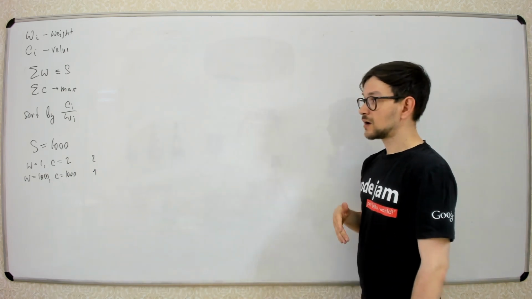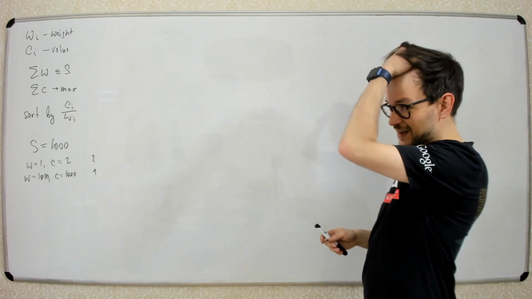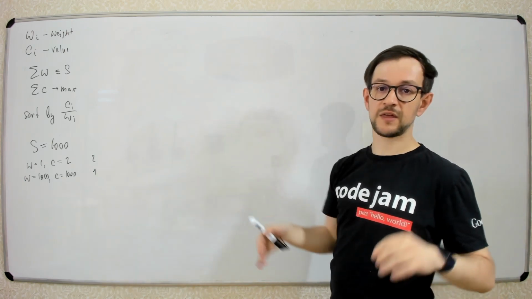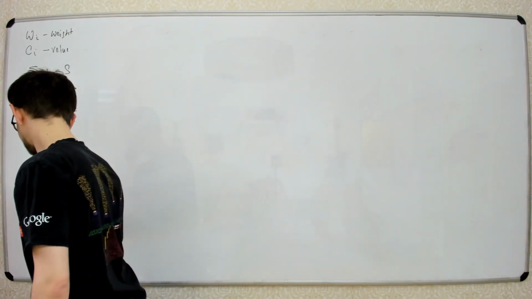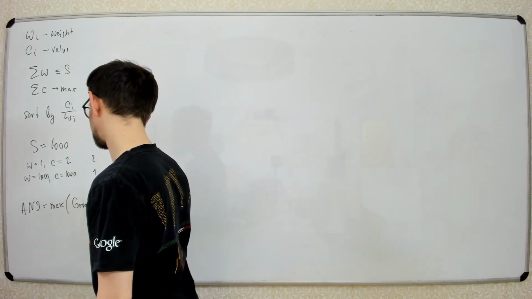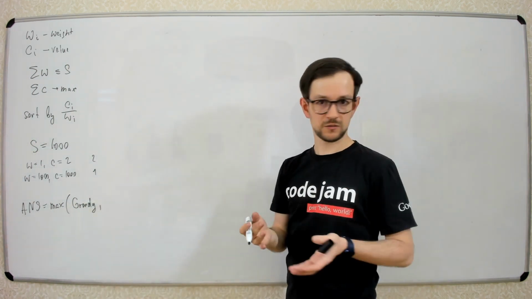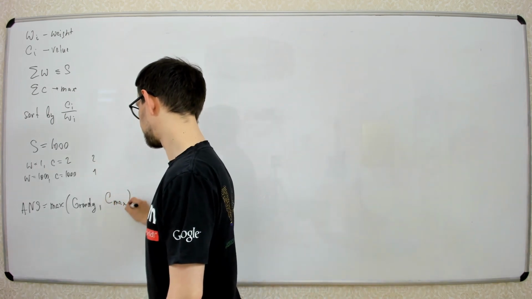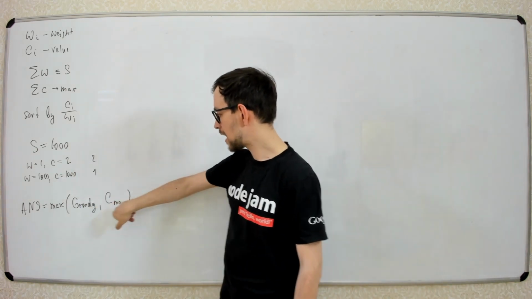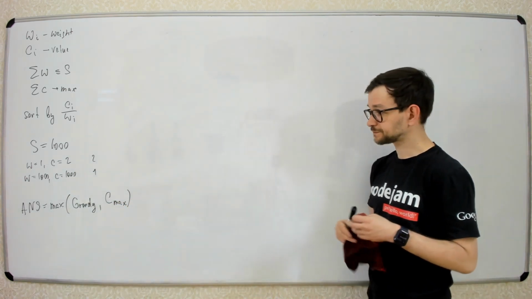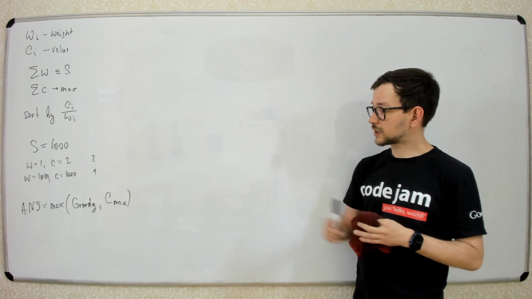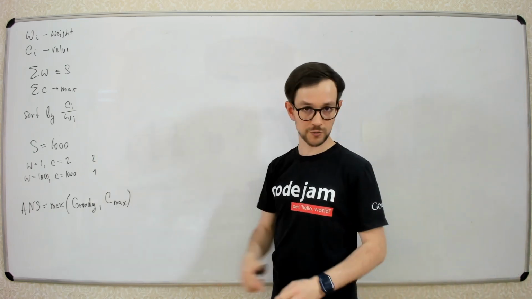But let's improve it. So how to improve this solution? Let's do it like that. Let's run this greedy algorithm and then take the maximum of two things: the result of this greedy solution and the value of the maximal element, so Cmax. So let's find one item with maximal value and take the maximum of the result of this greedy solution and this maximal element. And I claim this solution is actually two optimal.